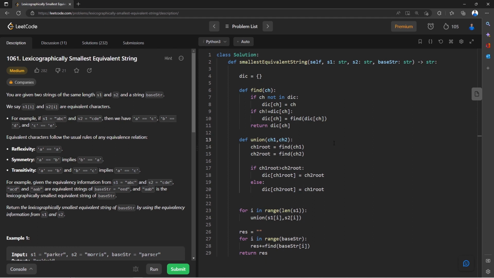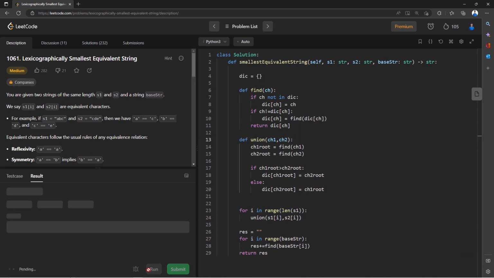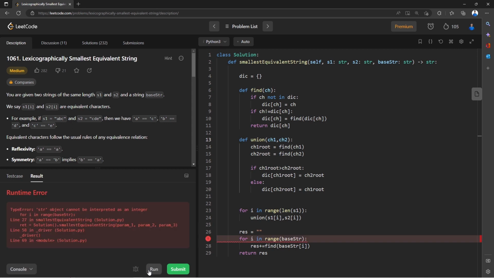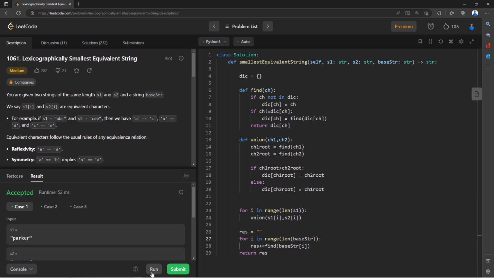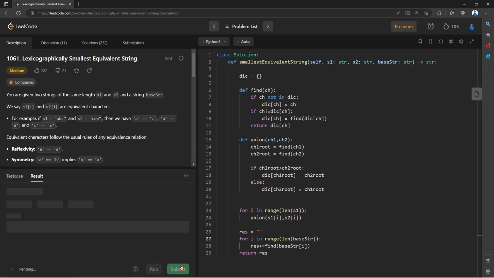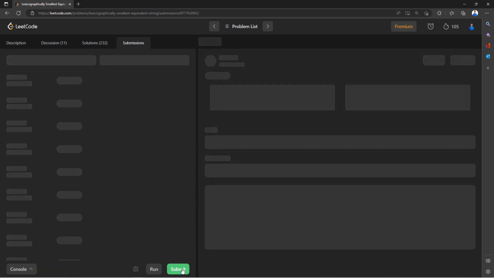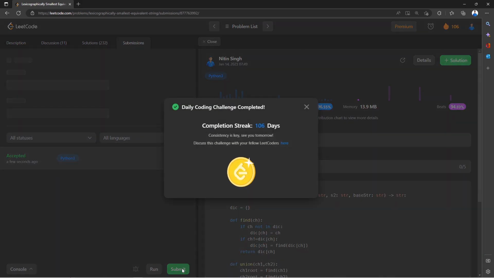Let's try to see if we have any error or not. So we have an error, that is base string. Okay, I have to use the length of base string. Fine, let's try to run now. Now you guys can see that all the test cases are passed. Now guys, let's try to submit this code. And here we go guys. You can see that it's successfully accepted.